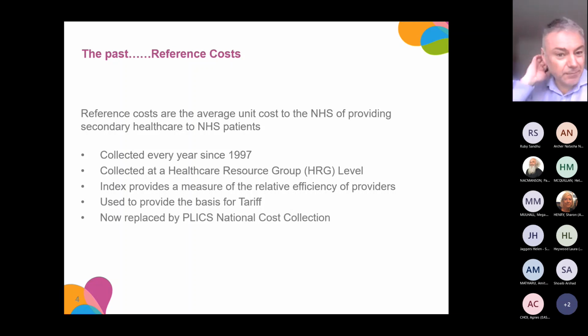So this has all been replaced by something called the National Cost Collection, and PLICS is patient level information and costing systems. Basically it's more granular than this HRG level, which still exists and is still used to benchmark. We now have the data below that group level, so we can look at variation within, say, knee operations and go, at Nottingham we've done 1,000 knee operations, but there's huge variation between clinicians or between services or between wards, and why is that?